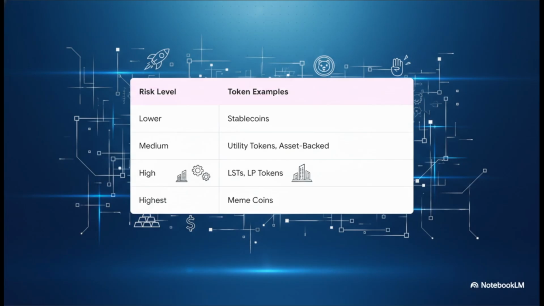This chart just lays it all out so clearly. Down at the lower risk end, you have stablecoins, built for safety. In the middle, you have your utility and asset-backed tokens, where value is tied to something real. As you climb the ladder, you get into the more complex DeFi tokens. And right at the very top, in the highest risk zone, you've got meme coins, running on pure speculation. This gives you a fantastic mental map for understanding the space.